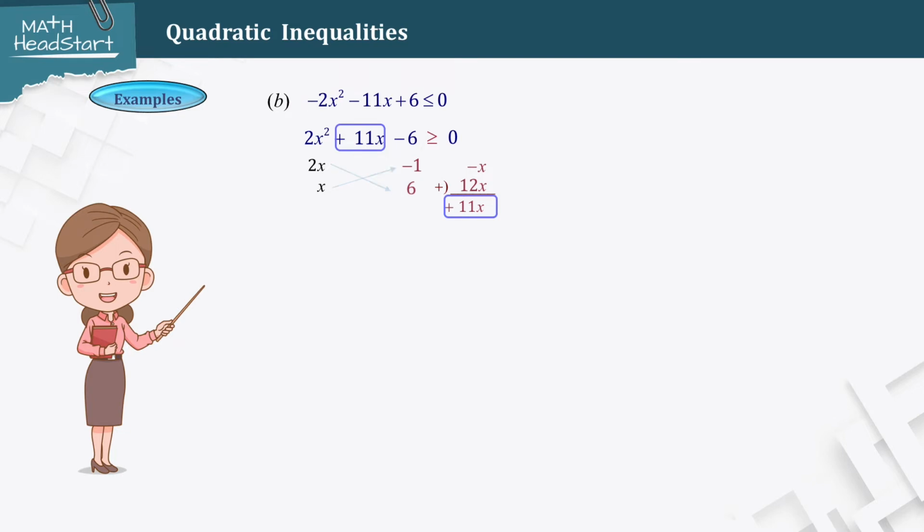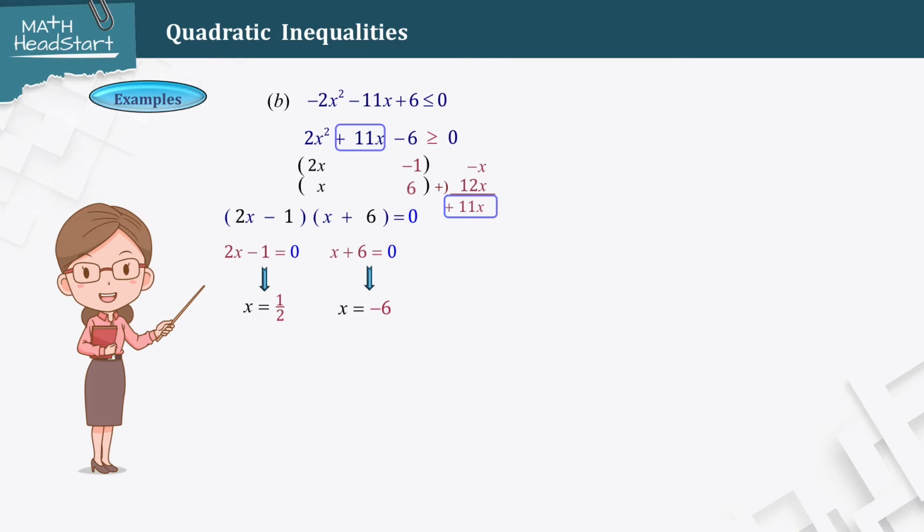Write 2 sets of brackets to have the factored form. Let's set each factor to 0. From the left factor, we get x equal half. Solve the right factor to get x equal -6.